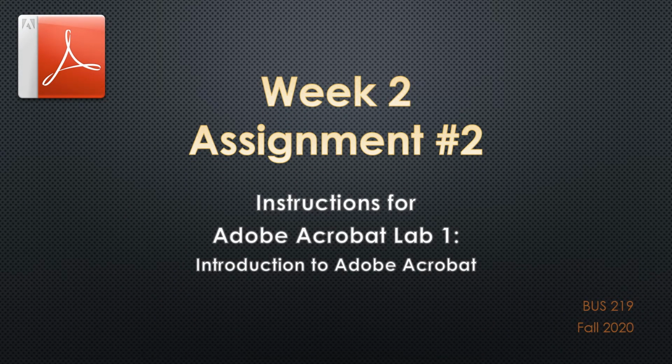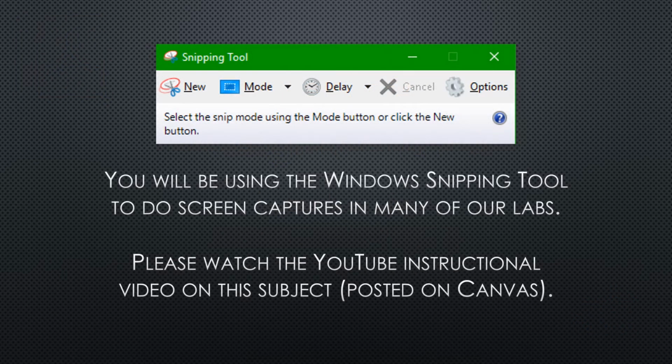This is week 2 assignment number 2, instructions for Adobe Acrobat Lab 1, which is the introduction to Adobe Acrobat. And before we start, I'm also going to make a little note here. We're going to be using something called Windows Snipping Tool, which is one of the features in Windows.